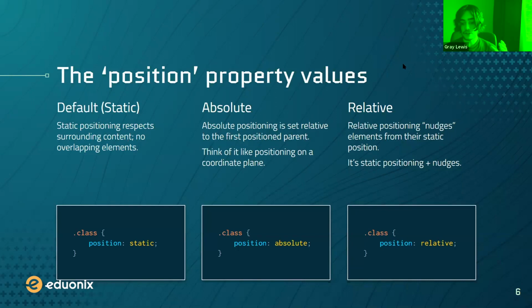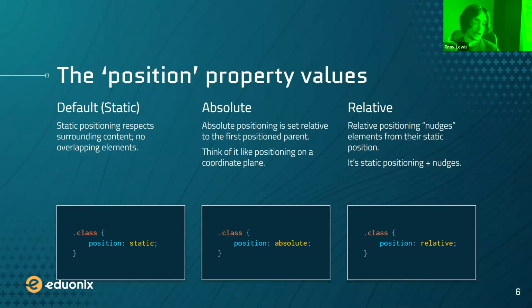And then if we move on to relative positioning, we start with static positioning, and then apply nudges up, down, left, and right from that position. So we can take the default and then just move it up 10 pixels, down 10 pixels, left 10 pixels, right 10 pixels. And then when we're talking about absolute positioning, now we're doing it relative to the viewport.